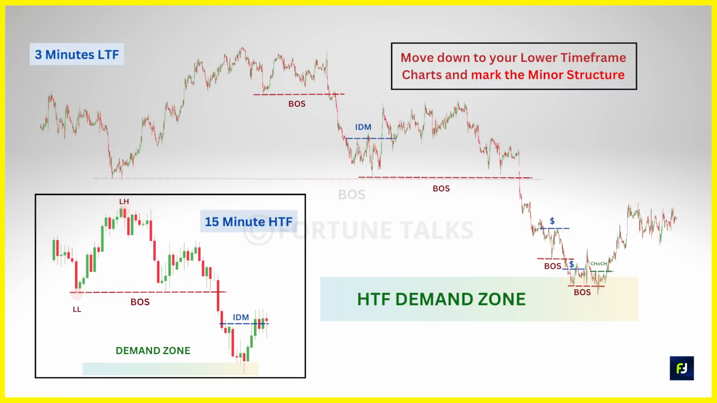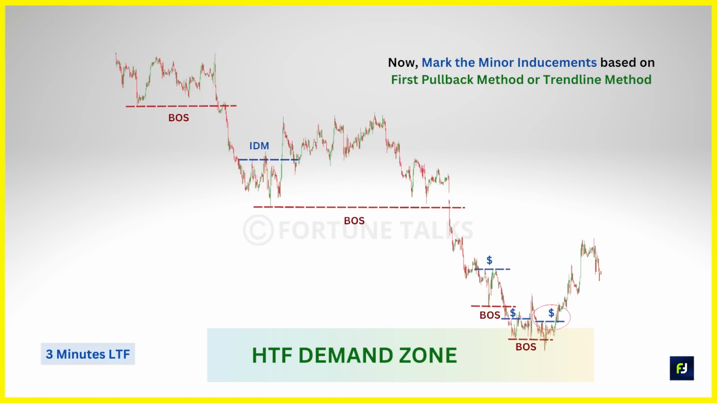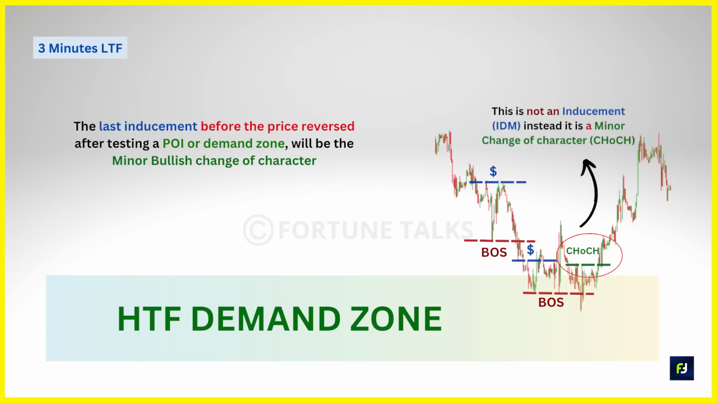In the 3 minute chart, you will get more granular details on the internal structure and a lot more swings. Now start identifying the valid minor breakout structures when the price breaks and closes below the previous internal lows. Then start identifying the minor inducements, which are actually the highs of the first pullback after a valid minor breakout structure. Now this last inducement before the price reversed after testing a price of interest or a demand zone will be our change of character.